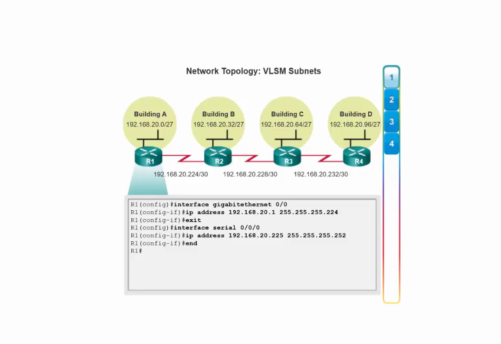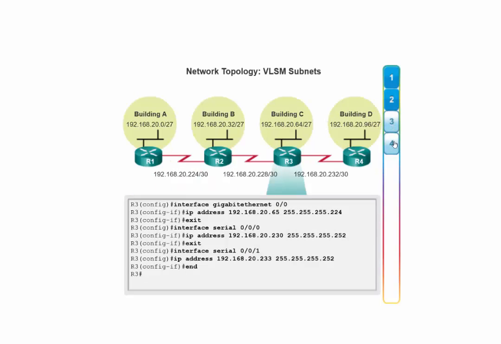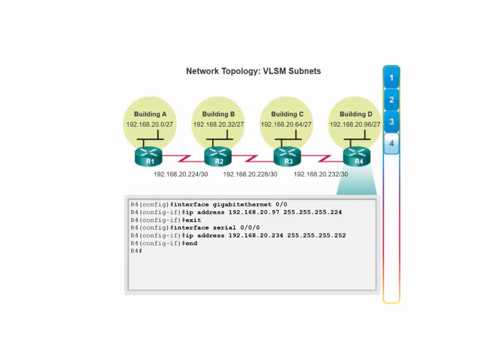This here shows how to configure the routers for variable length subnet mask subnets. For building A, building B, and building C, we can configure each router and assign the different addresses to the interfaces, as we can see here. You will be able to go through this in detail in the lab.